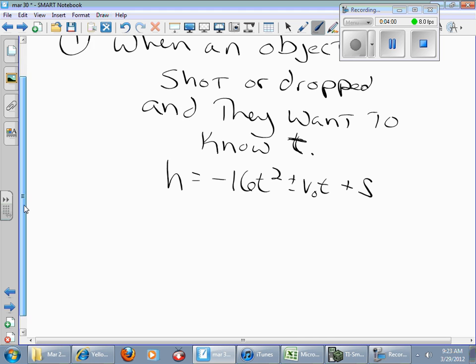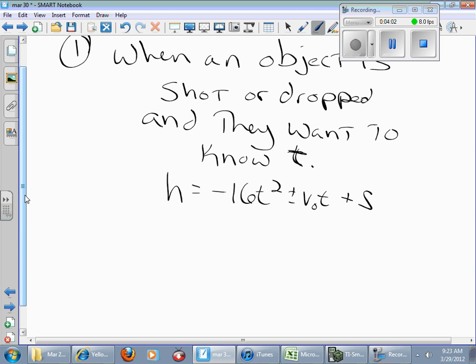Now remember, to solve with the quadratic formula, you have to make it equal to 0. So if you have a number other than 0 in h's place, you'll have to subtract that off and then go ahead and do the quadratic formula.